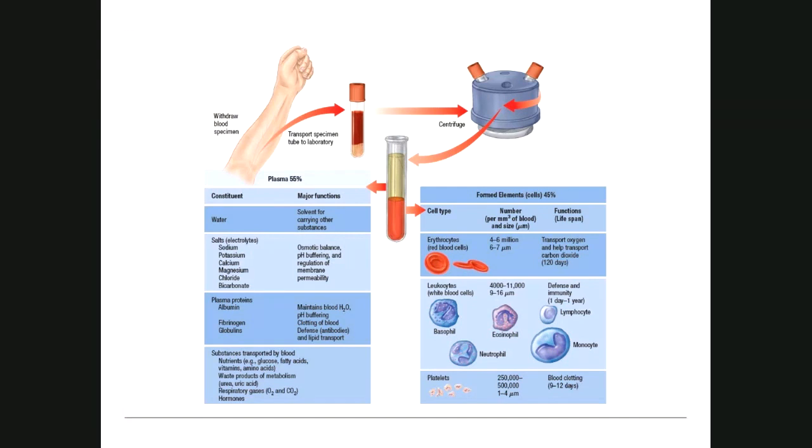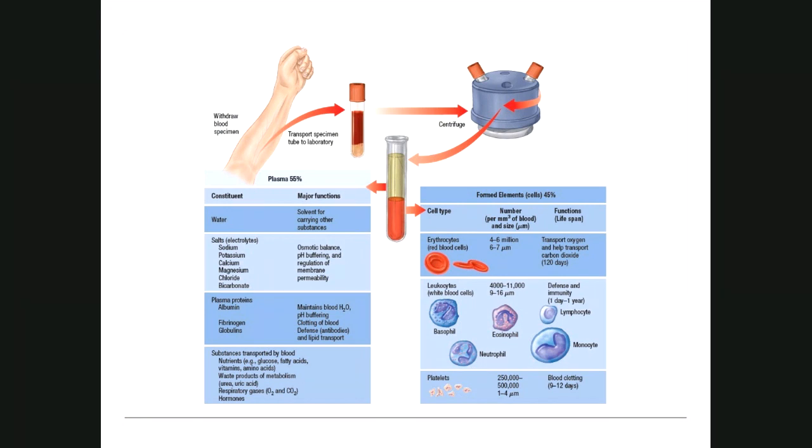So the formed elements make up the additional 45%, which is our erythrocytes, or red blood cells. We have about 4 to 6 million, and they transport oxygen and help transport carbon dioxide. Their lifespan is 120 days. Leukocytes are white blood cells. We have about 4,000 to 11,000, for defense and immunity, and their lifespan is 1 year. These cells we will review in a little bit, the 5 different white blood cells that can be present in our body. Platelets, we have 250,000 to 500,000, and they aid in blood clotting. Their lifespan is 9 to 12 days.